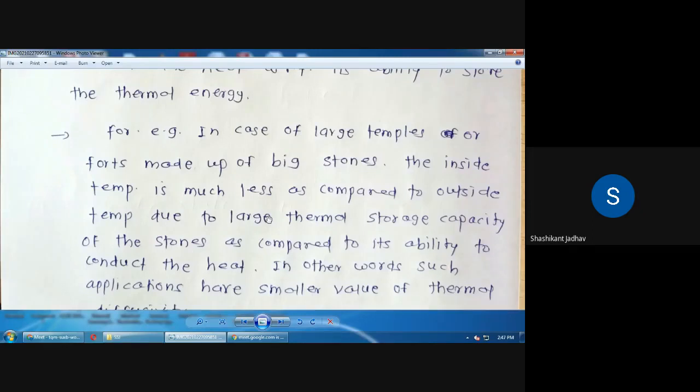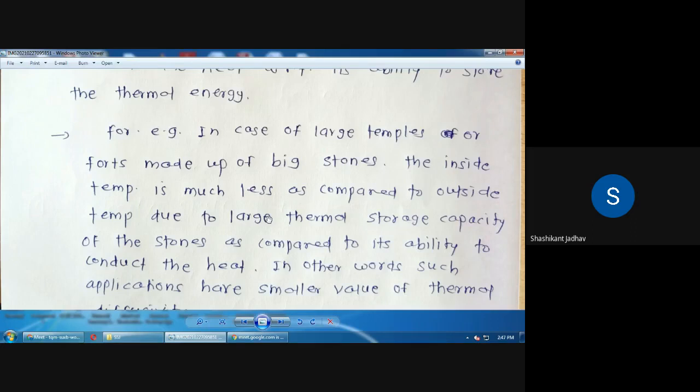म्हणजे इथं मॅक्झिमम हीट जी असणार आहे ती कुठं स्टोअर होणार आहे? इनसाइड दॅट पर्टिक्युलर स्टोन as compared to the conducting the heat. So therefore inside temperature is less as compared to the outside temperature. So this is the example for the low thermal diffusivity.